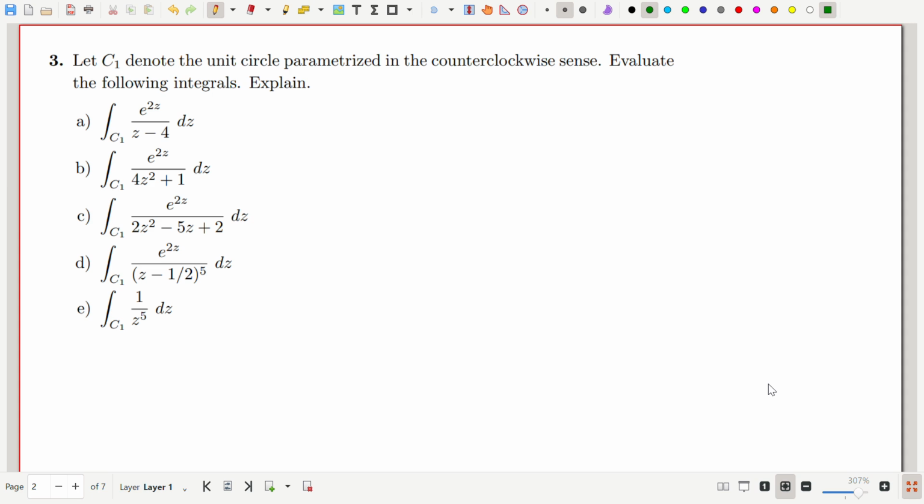I've got the circle of radius 1, so that's C1, parametrized in the counterclockwise sense. What's that first integral? Yeah, that's 0 because the thing inside is analytic inside and on that circle. 4 is outside the unit circle. So it looks like it's the Cauchy integral formula with a equals 4. That's by Cauchy's theorem.